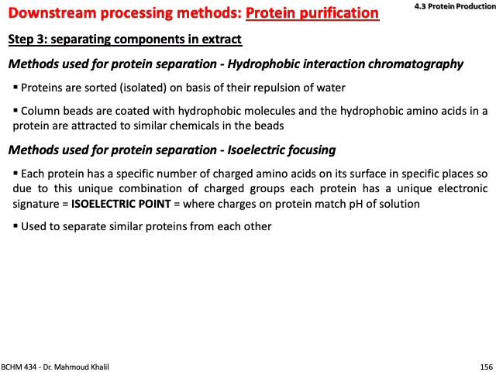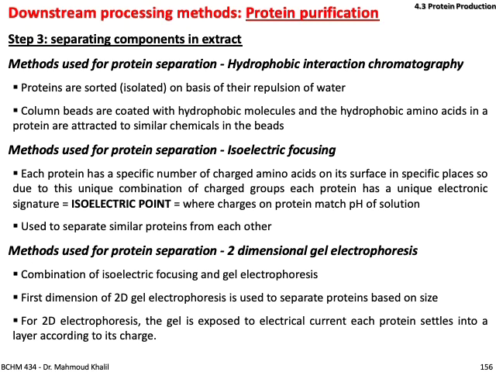Each protein has a specific number of charged amino acids on its surface in specific places. Due to this unique combination of charged groups, each protein has a unique electronic signature. We call it the isoelectric point, where the charge on the protein matches the pH of the solution. This behavior is used to separate similar proteins from each other. So basically, you can have two proteins of equal size, but they have different isoelectric points due to the difference of charge on their surface.